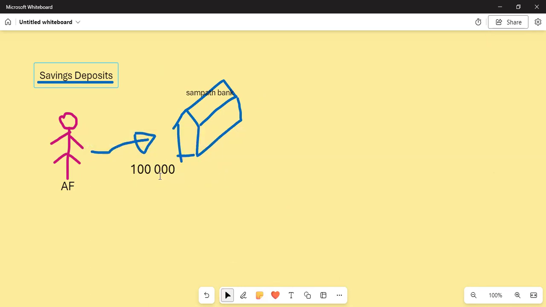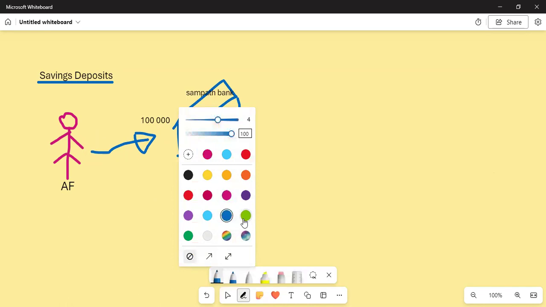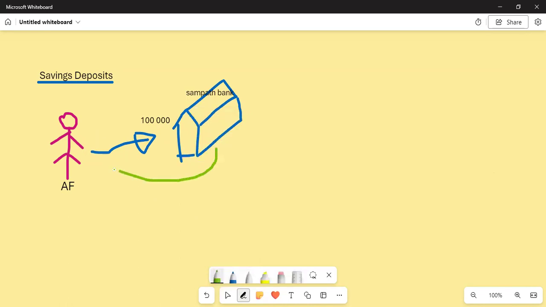For this 100,000, one important thing is now I am depositing it here, but anytime if I want, I can go and get my money back. Savings account means I deposit my 100,000 here, and anytime if I want, I can get it back. I can use a debit card, they will issue a debit card, or else I can go and fill my passbook and then I can get the money. Did you understand the meaning? That I can go and withdraw. That's the difference.